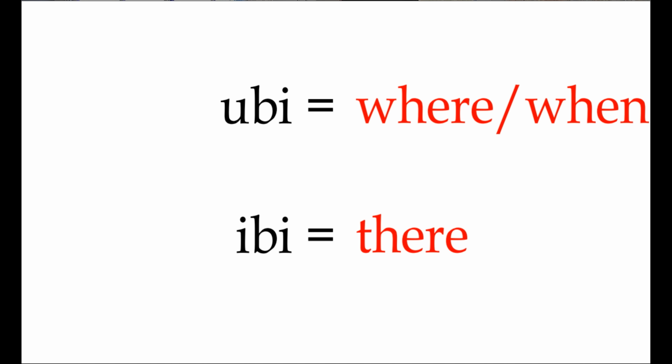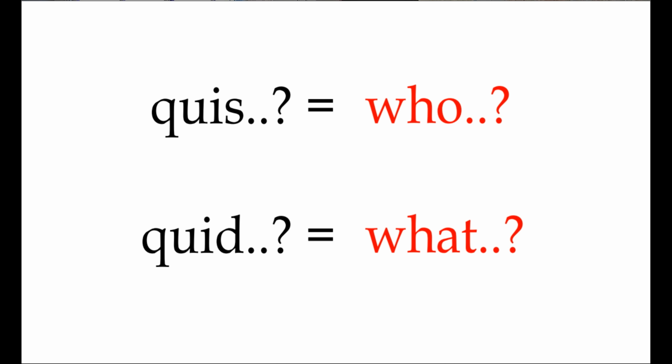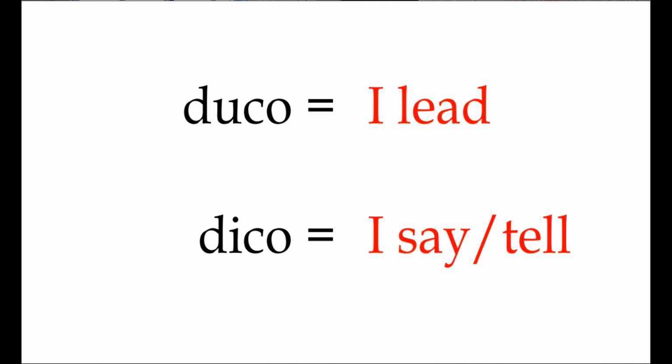And the next two, ubi and ibi. Ubi means where, if it's a question, or when. And ibi means there, and it's not a question. Quis and quid. Quis is who, quid is what. Duco and dico. Duco means I lead, to lead away, abduct. And dico is to say, I say, or I tell. The only way I can really recommend you to think of this is the French dire, very similar words in Spanish and Italian as well, dicere in Italian.